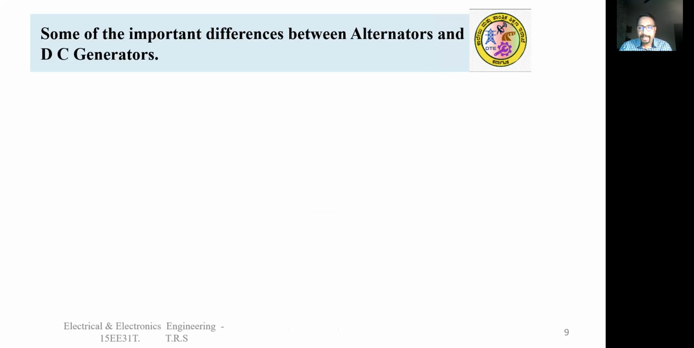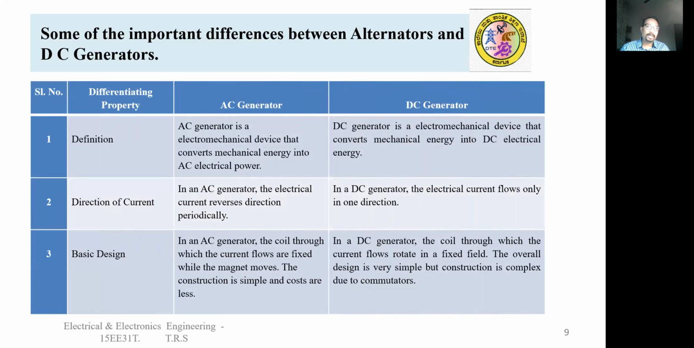After seeing many important points regarding the alternator, let us see some of the important differences between alternator and DC generator. How alternator is different from DC generator, or how DC generator is different from alternator, will be seen in these slides. Let us take this table. This table will clearly differentiate between AC generator and DC generator in terms of some particular properties. Okay, let us see the first differentiating property, definition.